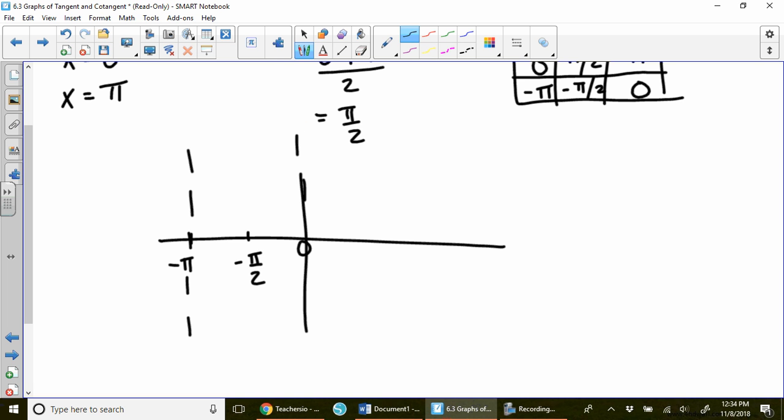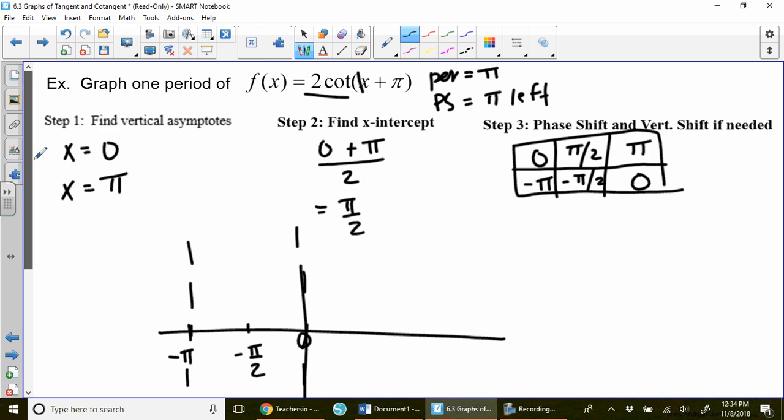So our vertical asymptotes are always on the outside, and then it's potentially going to cross the x-axis there at negative pi over 2. So there is no phase shift. There's nothing added or subtracted. Sorry, vertical shift. There's nothing added or subtracted, so it is going to intersect the x-axis. So the only question is, what does that 2 do to the graph?